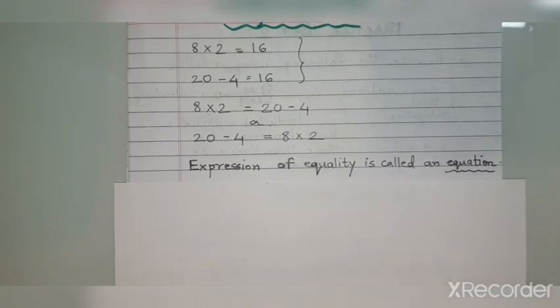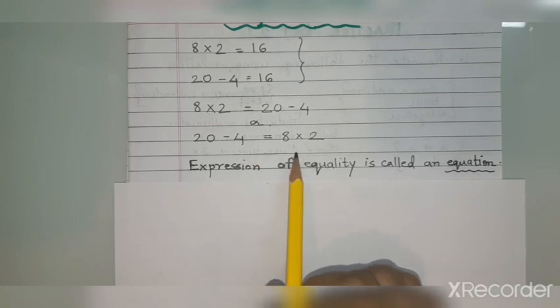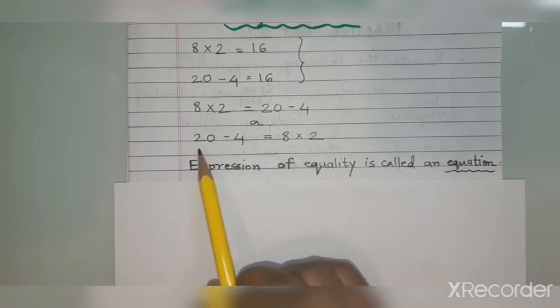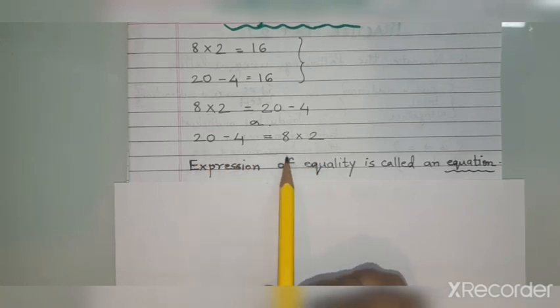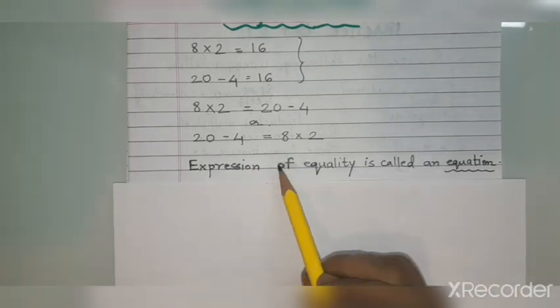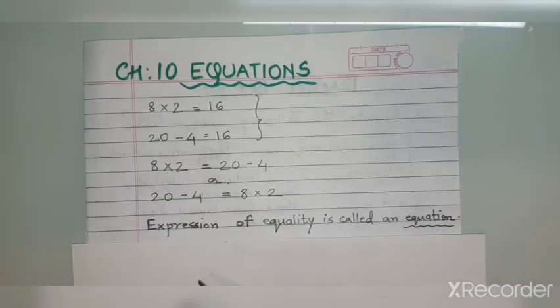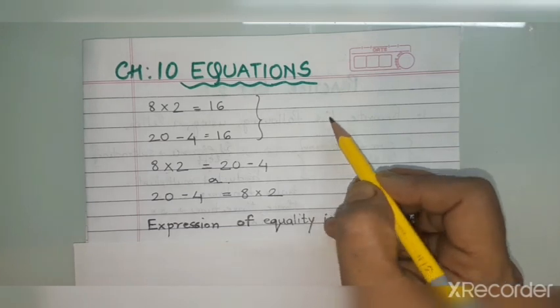So what is an equation? Such an expression of equality, meaning equal, is called an equation. This is not the only example. You can form your own examples. So here we can take one more example.